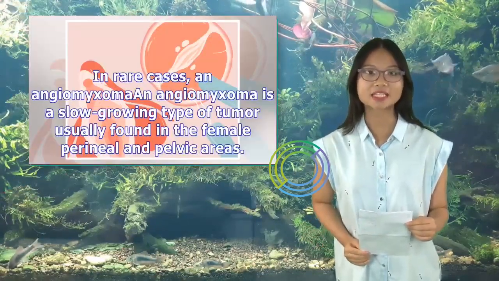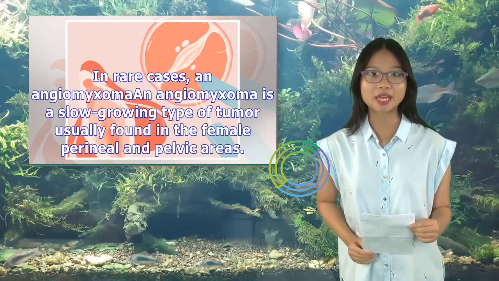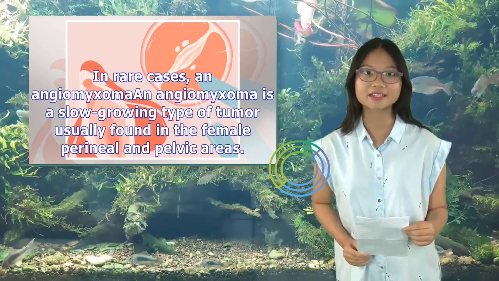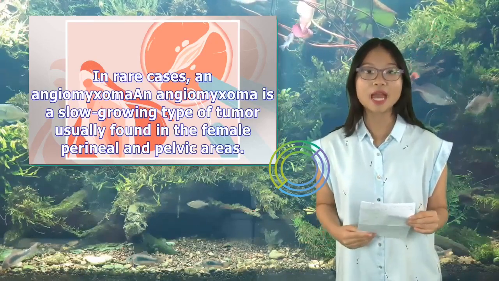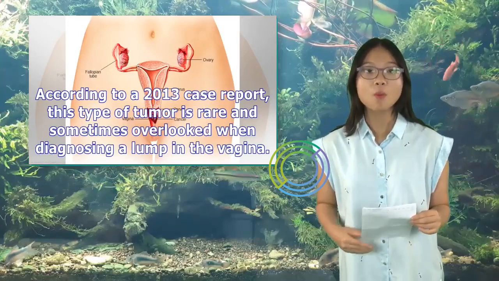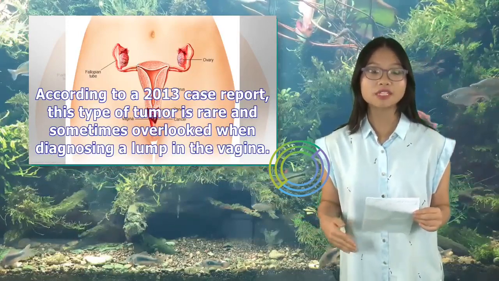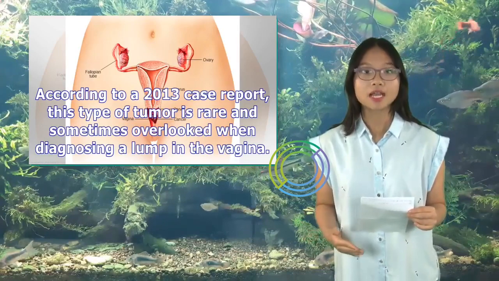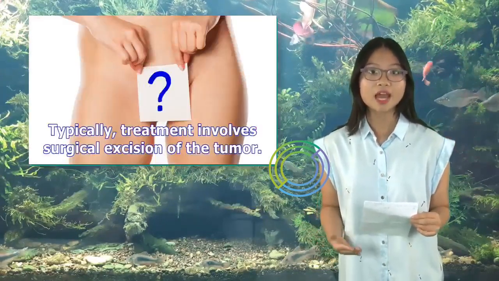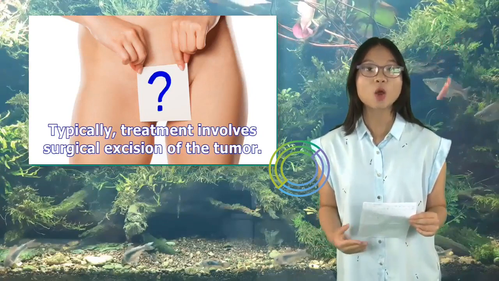In rare cases, an angiomyxoma. An angiomyxoma is a slow-growing type of tumor usually found in the female perineal and pelvic areas. According to a 2013 case report, this type of tumor is rare and sometimes overlooked when diagnosing a lump in the vagina. Typically, treatment involves surgical excision of the tumor.